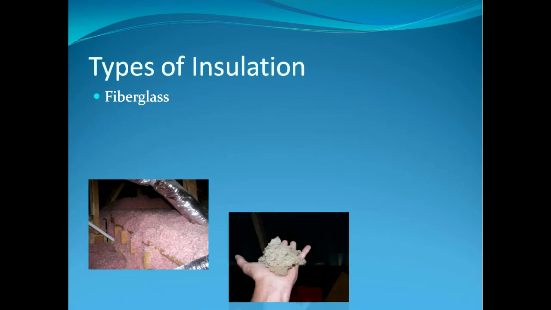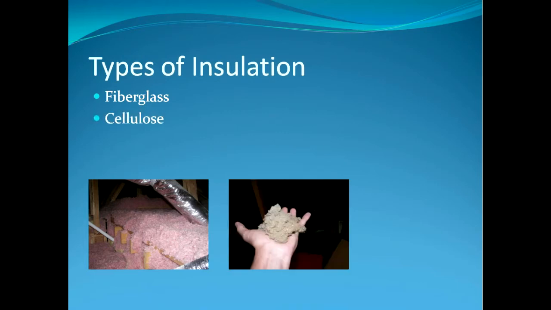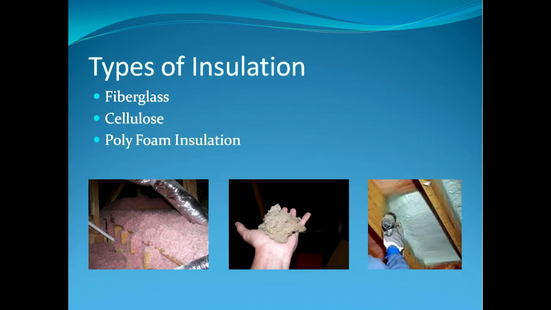Cellulose insulation usually consists of torn up pieces of recycled paper that is treated with a fire retardant and an antimicrobial to prevent mold from growing when moisture is introduced to the material. And polyfoam insulation covers a wide variety of foam insulations like polyurethane, polystyrene, injected polyurethane foam, or sprayed insulation. All three insulations have their strong and weak points.